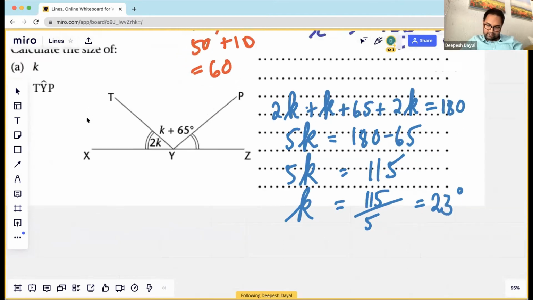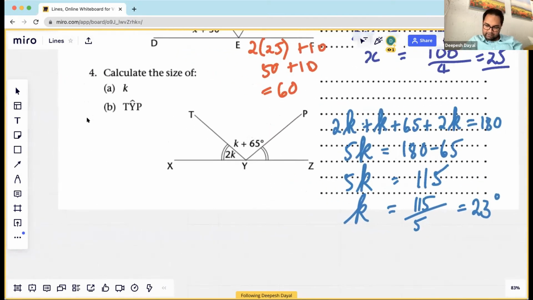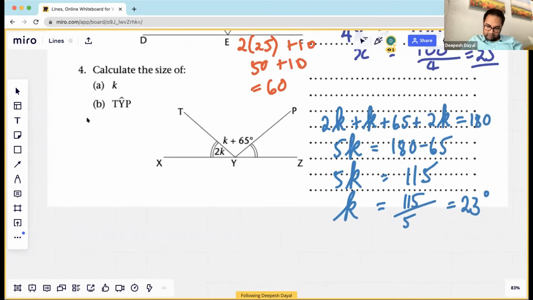Okay, well done. And then TYP you said was QIP, so then since K equals 23 degrees, you say 23 degrees plus 65, which is 88 degrees. Correct. Thank you so much, Asonge. Excellent. Well done. And the whole reason is angles on a straight line here.